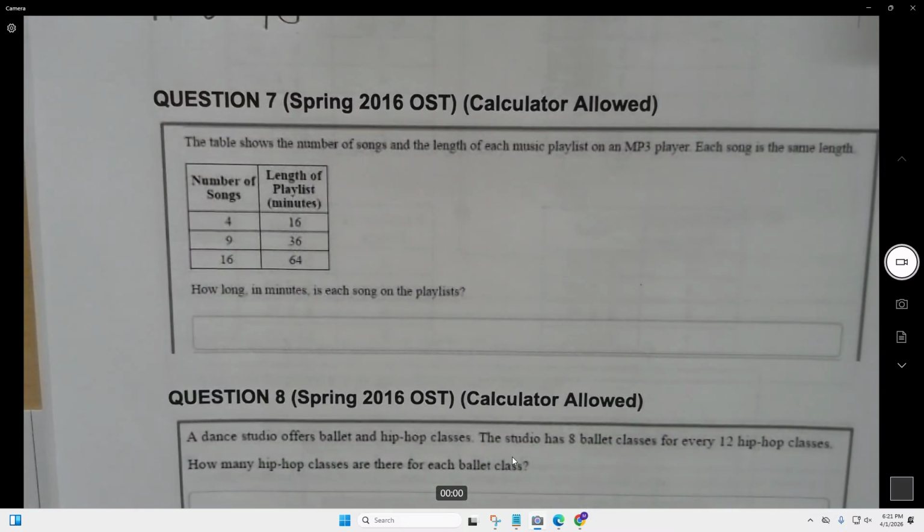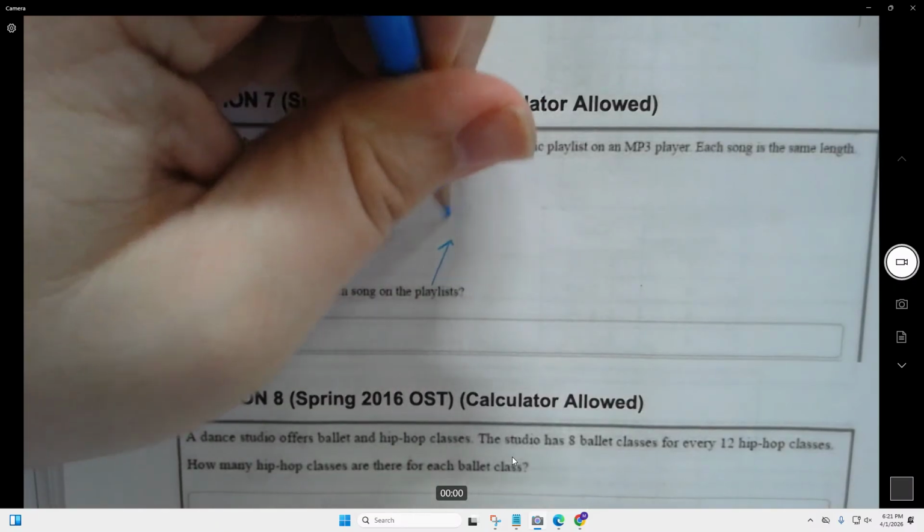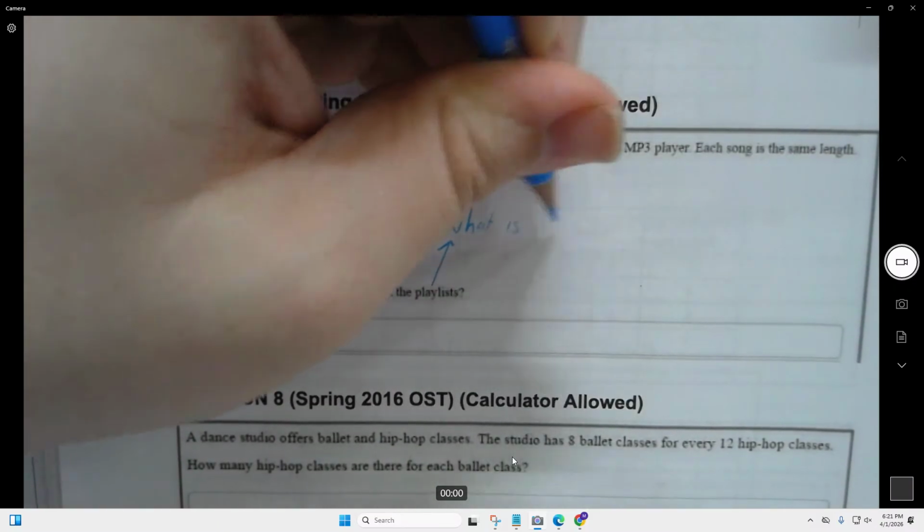Question 7. The table shows the number of songs and the length of each music playlist on an MP3 player. Each song is the same length. How long in minutes is each song on the playlist? All this is asking for is, what is the constant of proportionality?